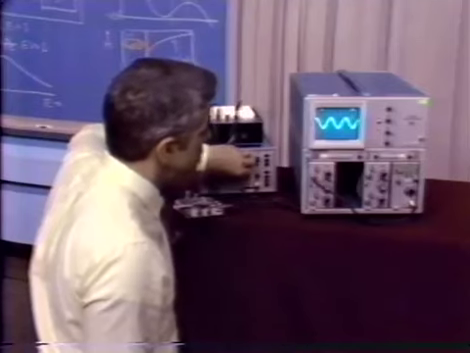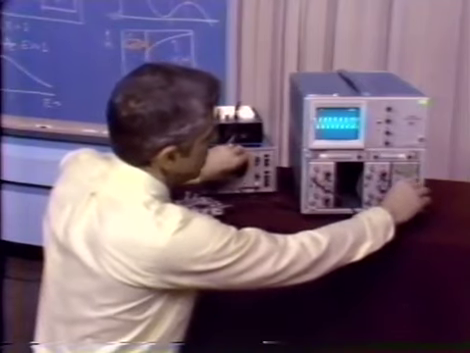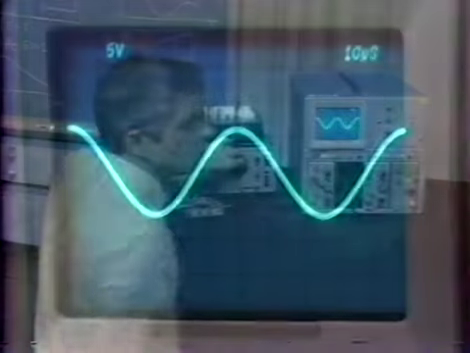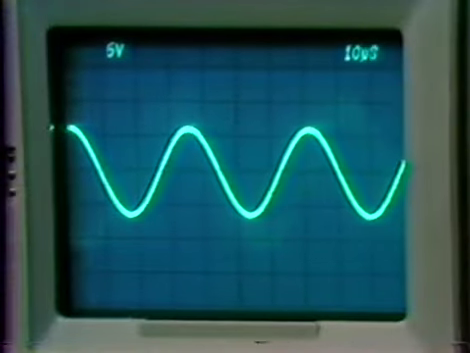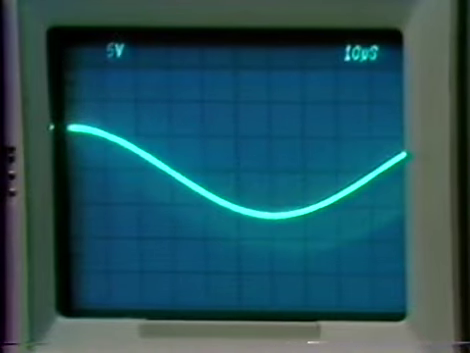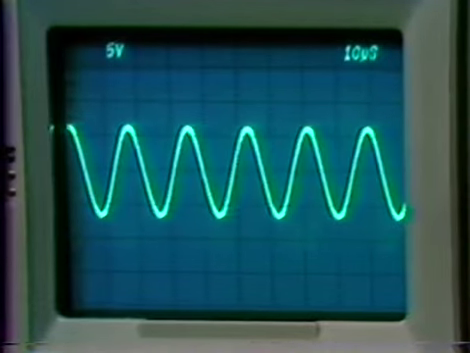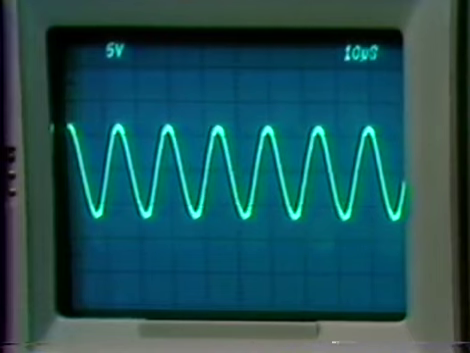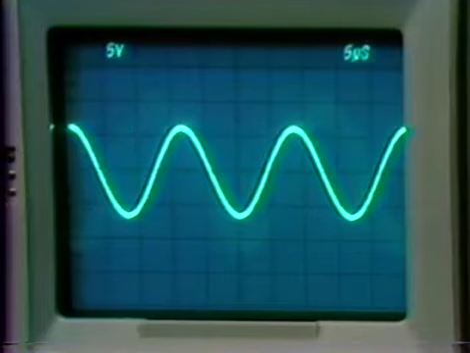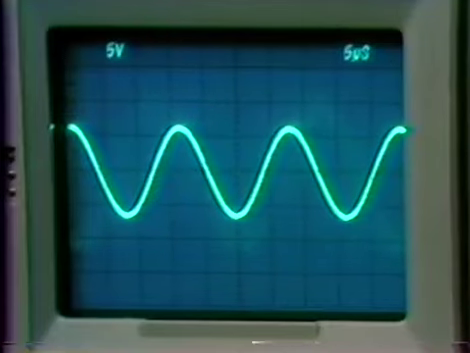But now let's increase the operating frequency. We're now up to about 20 kilohertz. Let's continue. We have to go up one more notch on the function generator. Okay, now we begin to get some noticeable distortion. Here we have a pretty good sine wave. Here we begin to see some distortion. Let's look at that again.